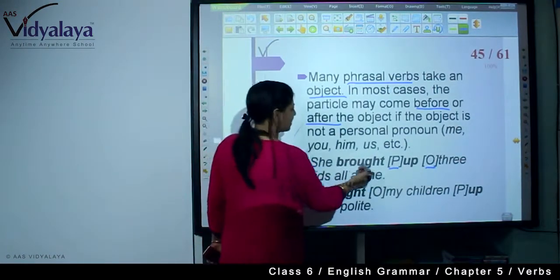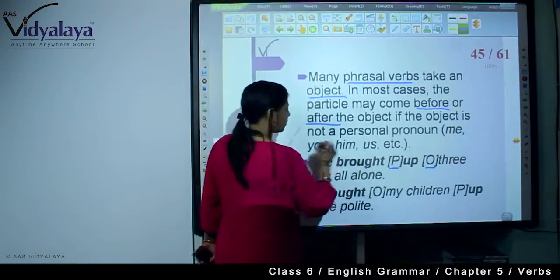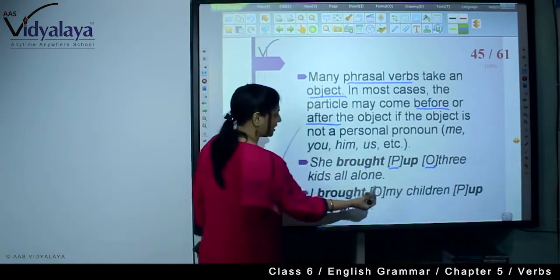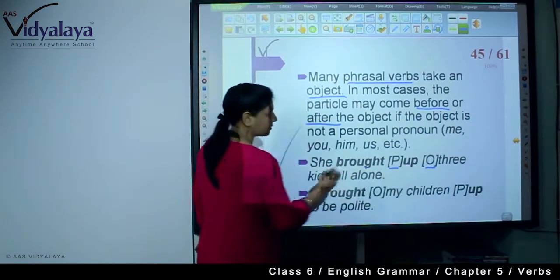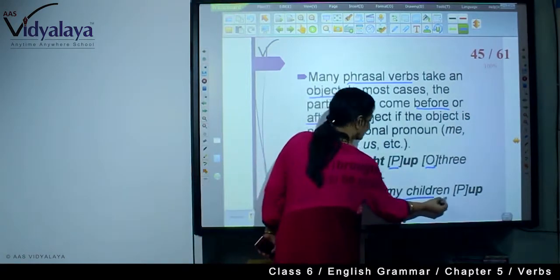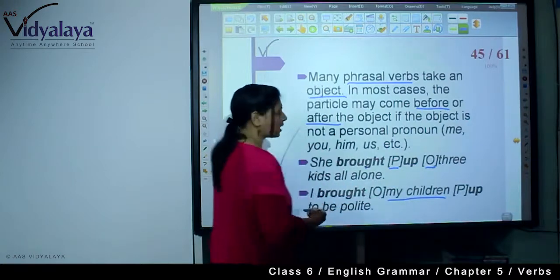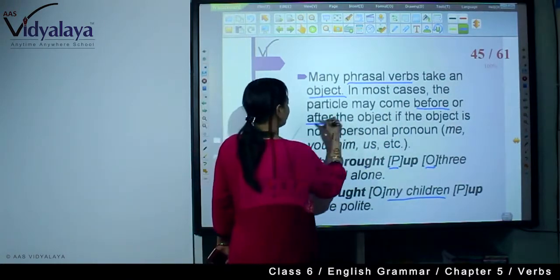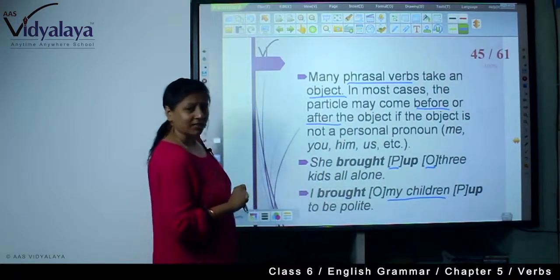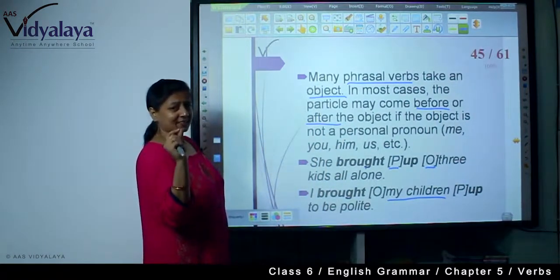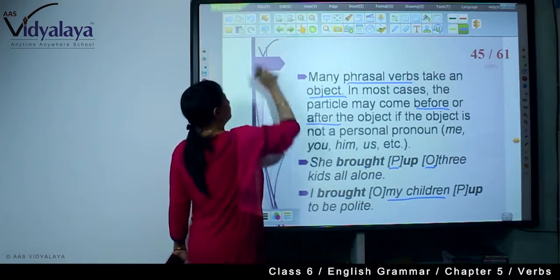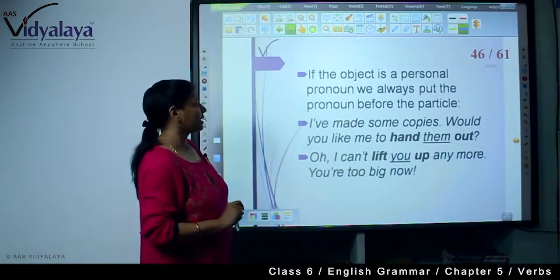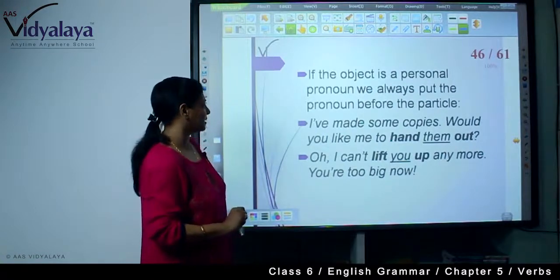So here you are saying "brought up" is just before the object, and here "I brought my children up" is after the object. "My children" is an object, and after the object there is a phrasal verb. So here you are saying before or after the phrasal verb. So we can arrange the sentence accordingly. If the object is a personal pronoun, we always put the pronoun before the particle.